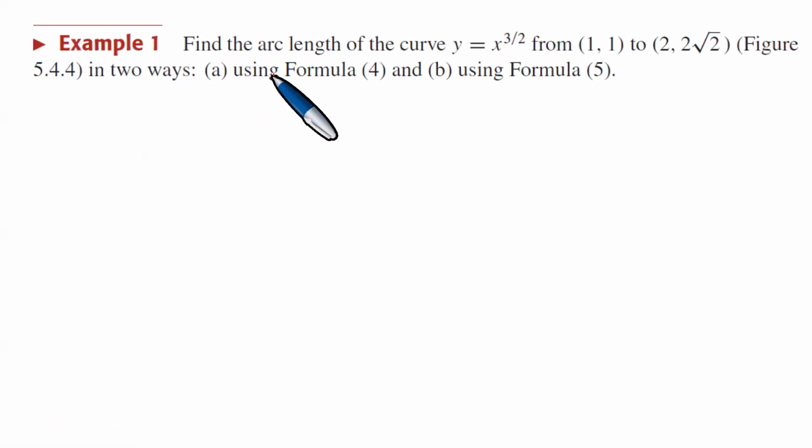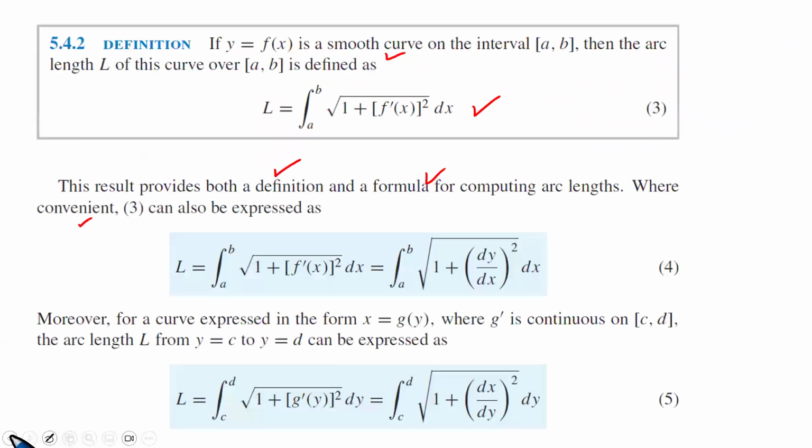Now we need to find the arc length of the curve defined from the point (1, 1) to the point (2, the square root of 2), Figure 5.4.4, in two ways: (a) using formula 4 and (b) using formula 5. So you're going to use formula 4, but also formula 5. If you look at these very carefully, what is formula 4?